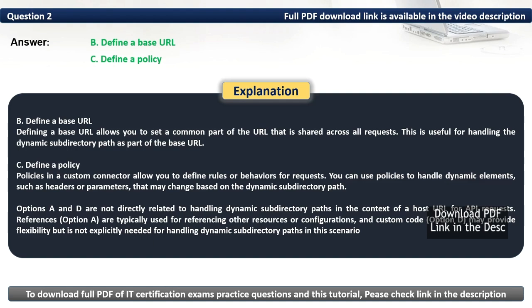Options A and D are not directly related to handling dynamic subdirectory paths in the context of a host URL for API requests. References are typically used for referencing other resources or configurations, and custom code may provide flexibility but is not explicitly needed for handling dynamic subdirectory paths in this scenario.